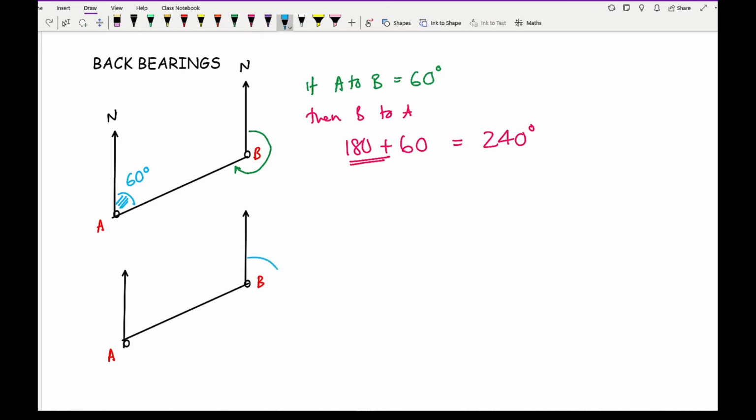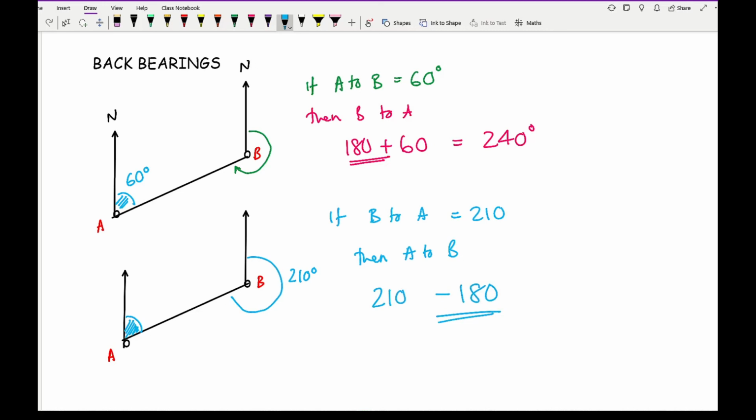Now, let's say we were given the bearing of B to A, so let's just make up an answer. Let's go for 210 degrees. So if B to A was equal to 210, then A to B, which is this bearing here, is going to be 210 minus 180. So in some cases, for a back bearing, you're either going to add 180 or you're going to take away 180. And this is where having a diagram, using your common sense and understanding what type of answer you're going to be expecting can make your life a little bit easier.